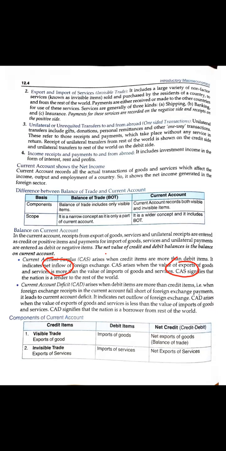So what about the deficit? A current account deficit means debit items will be more than credit items. So the amount payable will be more than the amount receivable. What does it signify? Imports, meaning purchasing from other countries, will be more than exports, that is selling to other countries. So this implies a current account deficit. Got my point? Yes, sir. Clear? Yes.